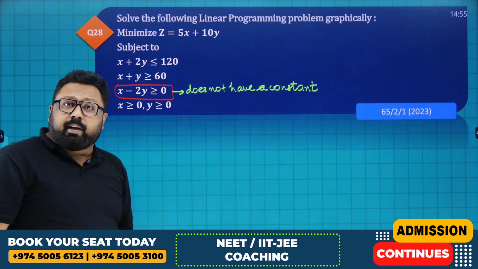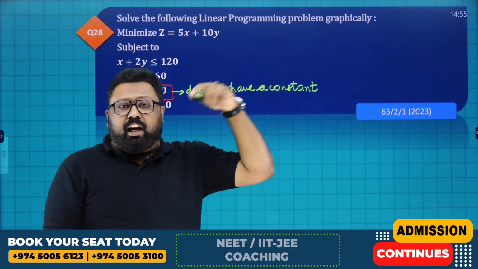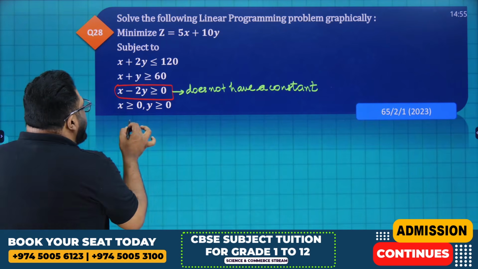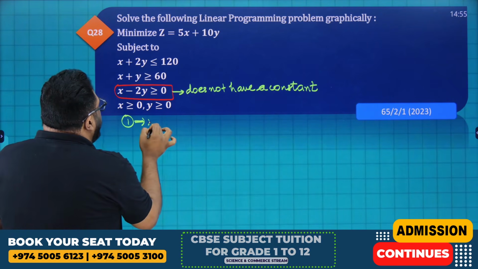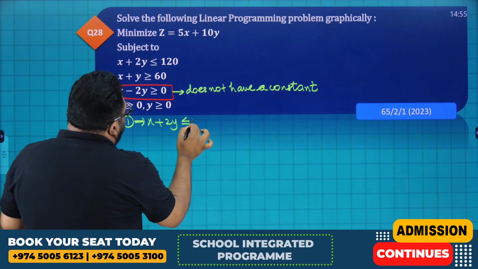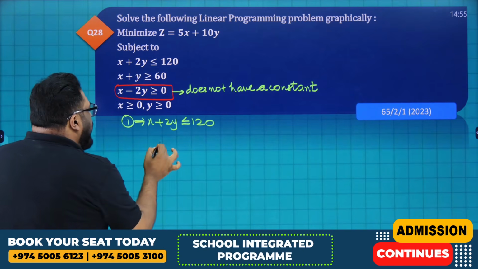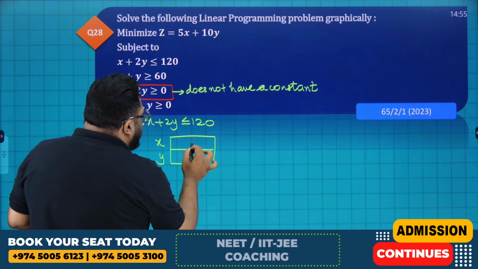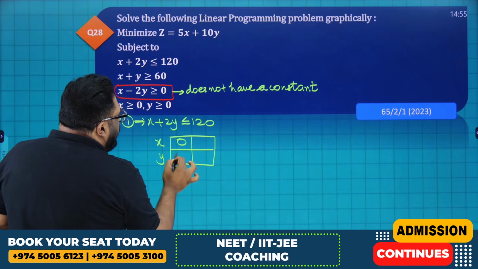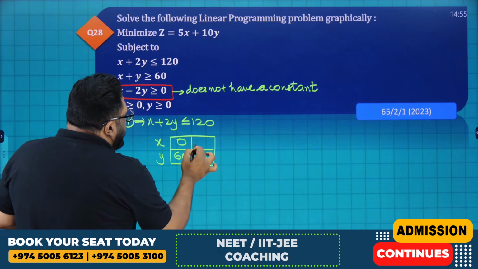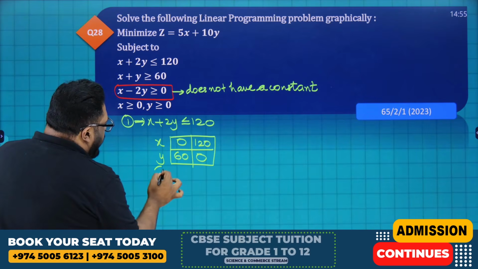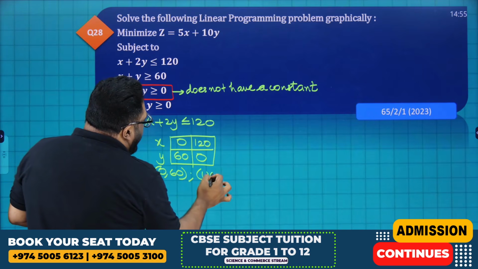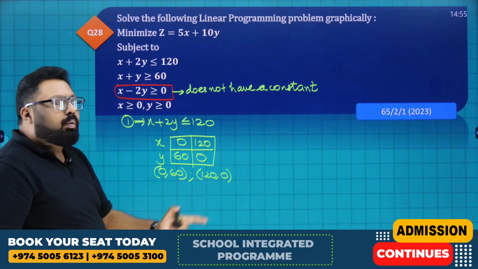We have seen this kind of questions in the applications of integrals chapter also. Line passing through origin. Okay, so my dears, equation number 1 is x plus 2y less than or equal to 120. And we will now check our intercepts, the points on the axis. If x is equal to 0, y is equal to 60. If y is equal to 0, x is equal to 120. So my intercepts for the first equation are (0, 60) and (120, 0).